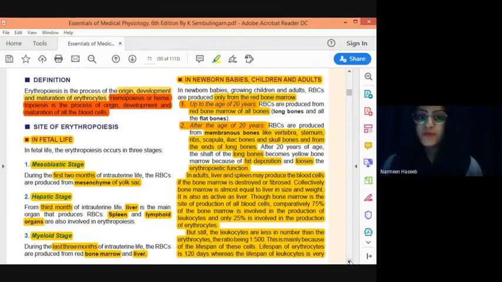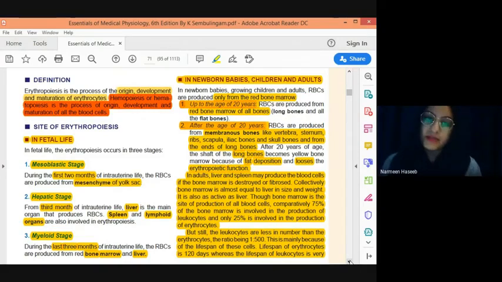So what are the sites of erythropoiesis? Let's first talk about fetal life. In fetal life, there are three stages: the mesoblastic stage, the hepatic stage, and the myeloid stage. The mesoblastic stage is the stage of the first 2 months of intrauterine life, where the RBCs are produced from the mesenchyme of the yolk sac.